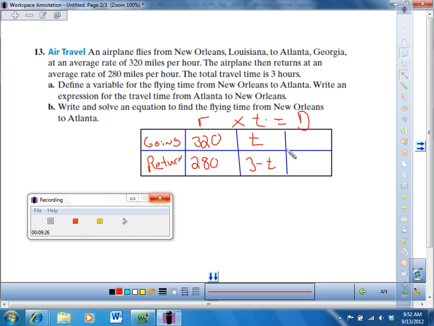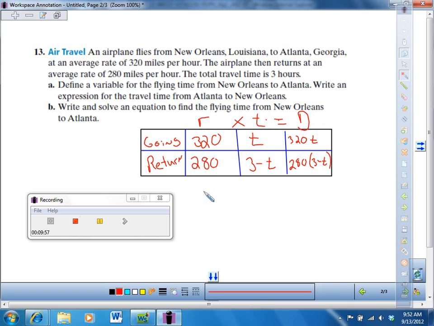Okay? So now I could write an expression, 320T. And over here, I have 280 times 3 minus T. And now what I have to figure out is a way to relate them. Do I add them? Do I make them equal? What do I do with them?